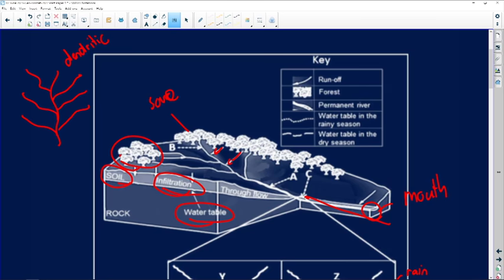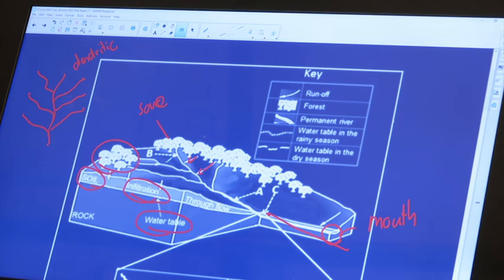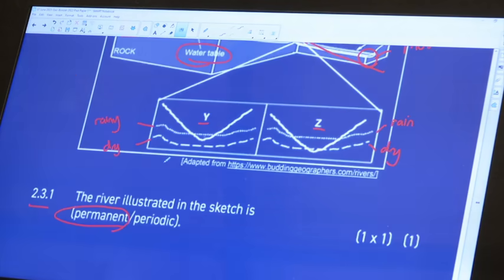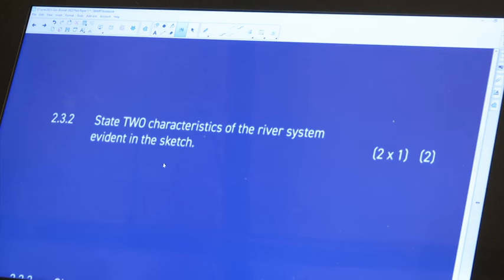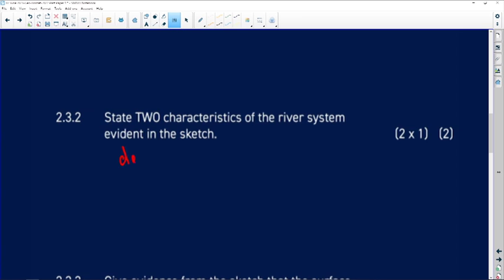Okay. And we can also say it's a second order stream if you go and calculate it like I did in the previous question. And it's a perennial river. So I'm going to mention a couple of characteristics. First and foremost, we've mentioned it's a dendritic pattern. It's a very high water table. Okay, and we can say it's a perennial river. Flows all year round, or permanent river.